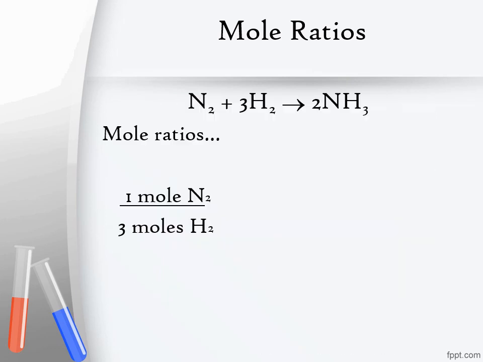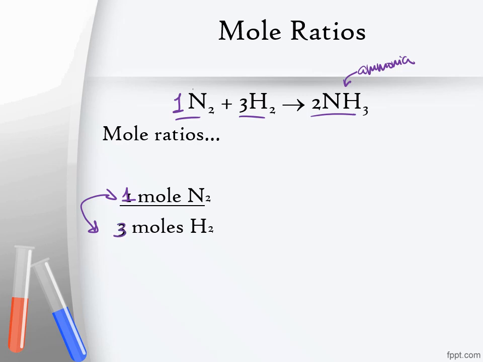We can make the same kinds of ratios using our balanced equations. So again, if you don't have a 1, we're going to assume there's an invisible 1 in that equation. So you've got 1 nitrogen and 3 hydrogens makes 2 ammonias, and NH3 is also known as ammonia. So I can make a ratio of how much nitrogen to how much hydrogen. I know that there's 1 mole of nitrogen for every 3 moles of hydrogen.